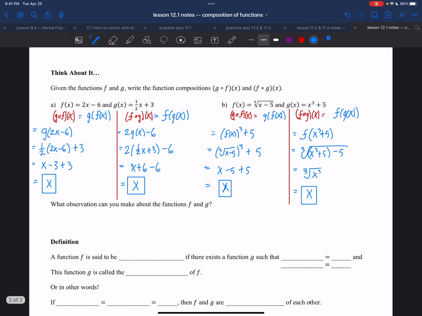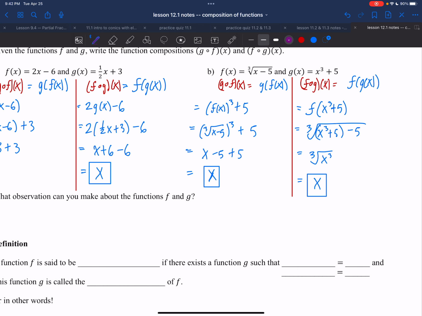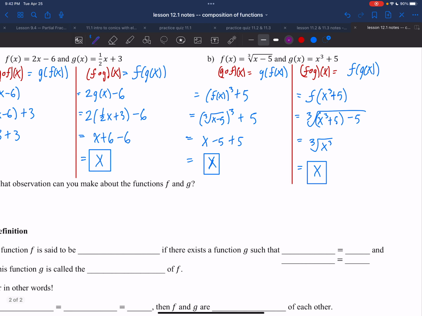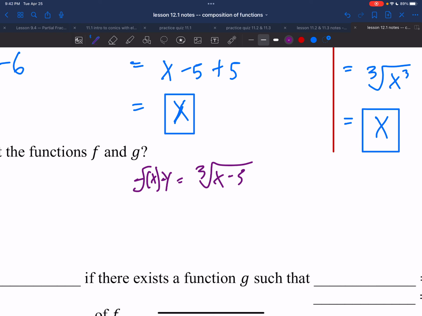You say, why am I getting x for all my answers? Well, can you make an observation about f and g? Pause the video and think about it if you haven't got it. But let me show you something. Suppose f of x, that's y, equals cube root of x minus 5. What happens if I swap x and y? And then let's say I cube both sides.